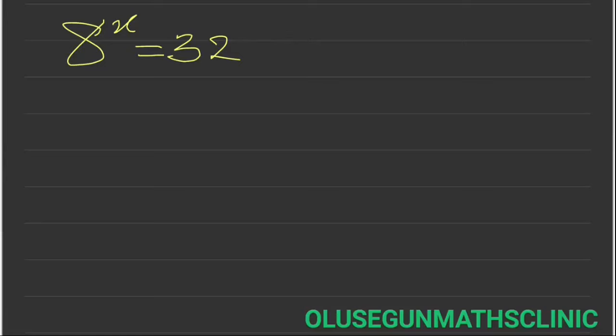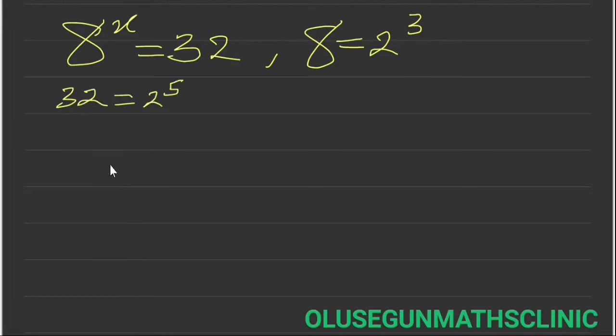The question is given like this. He said 8 raised to power x is equal to 32. If a number is given in this form, you understand that 8 on its own is 2 raised to power 3, and 32 on its own is 2 raised to power 5. Now, let's rewrite this 8 as 2 raised to power 3, raised to power x. 32 is 2 raised to power 5.